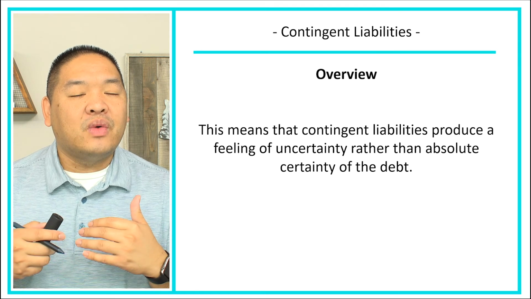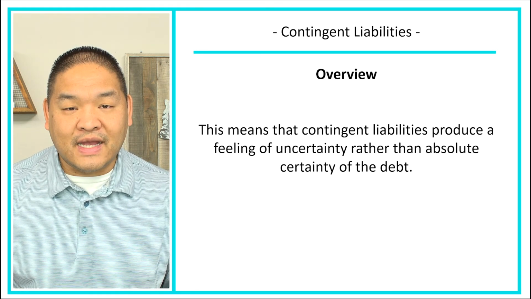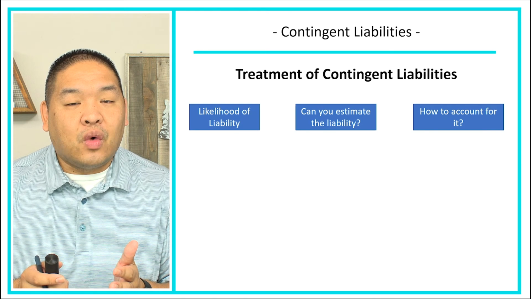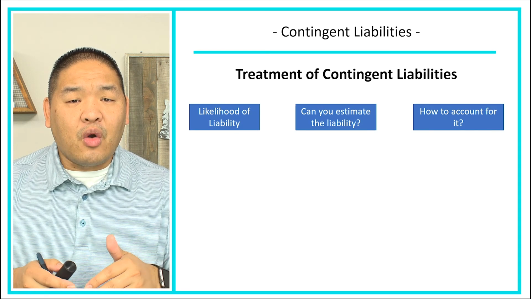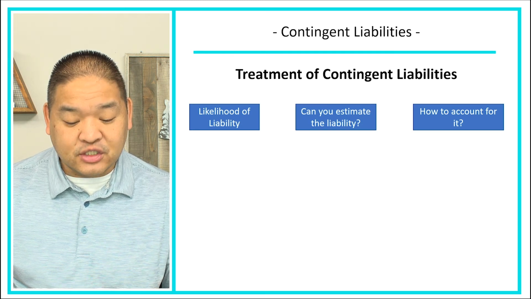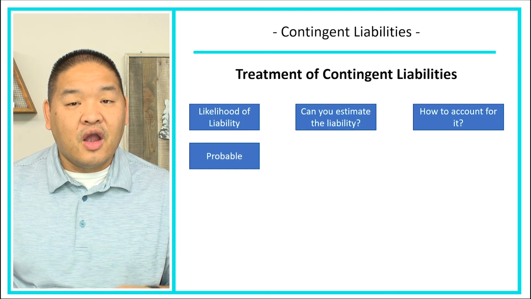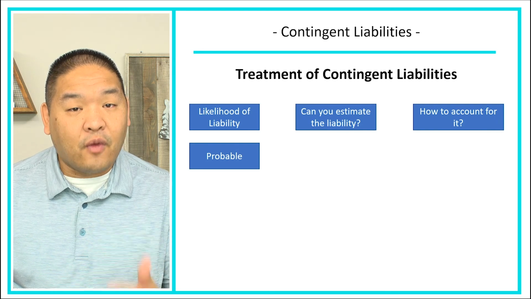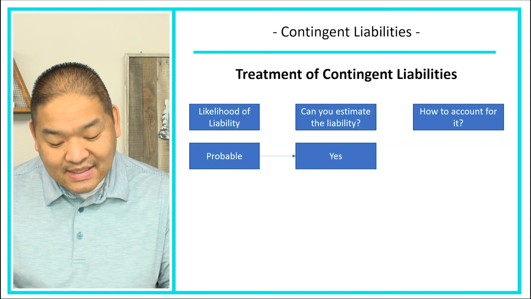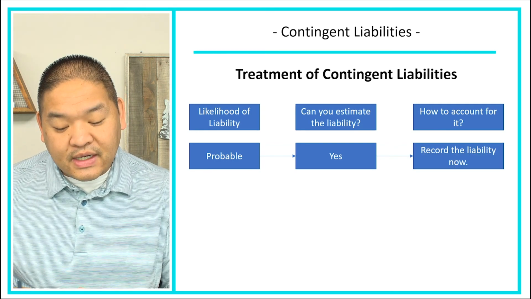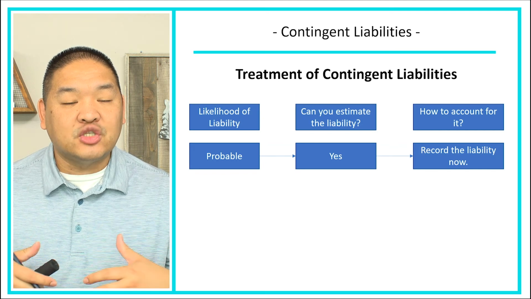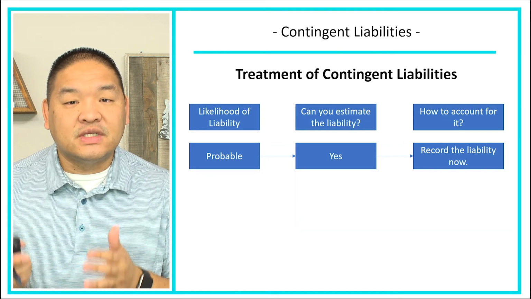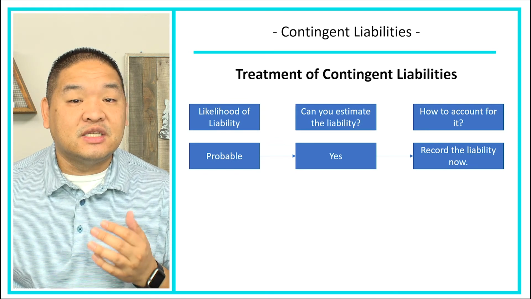So here's how we would figure out if we're going to report something on our financial statements when it comes to contingent liabilities. The first thing you have to ask yourself is, what is the likelihood that we are going to be responsible for some type of liability? The first case might be that it is probable that we're going to be responsible for it. If it's probable, the next question we need to ask ourselves is, can we estimate it? If we can estimate it, then we're going to need to book the liability now. So if we know how much we're going to have to pay, then we're going to have to book that amount in our books as a liability because it is probable that we're going to owe.